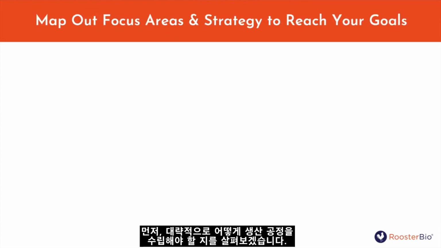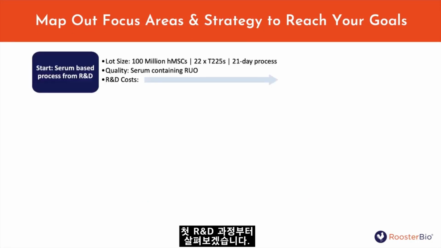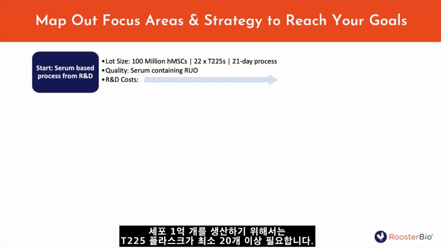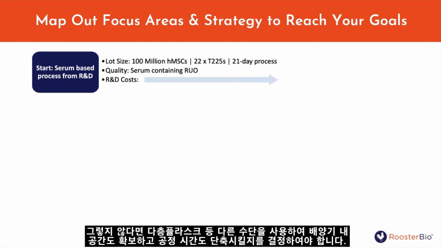We start by roughing out our plan of action. To do this, as mentioned, we start from our initial R&D process. We look at the manufacturing platform we are currently using and start to ask questions. To make 100 million cells, we use over 20 T225 flasks. Is this sustainable at lot sizes in the billions? Or should we move to other systems, such as multi-layer vessels, to save incubator space and reduce processing time?